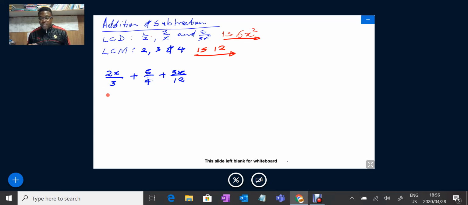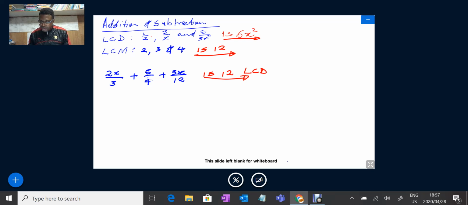Which is the lowest number that can enable us to do that? Well, it looks like 12. The answer is 12. LCD. So what are we going to do with the LCD? What do we do?